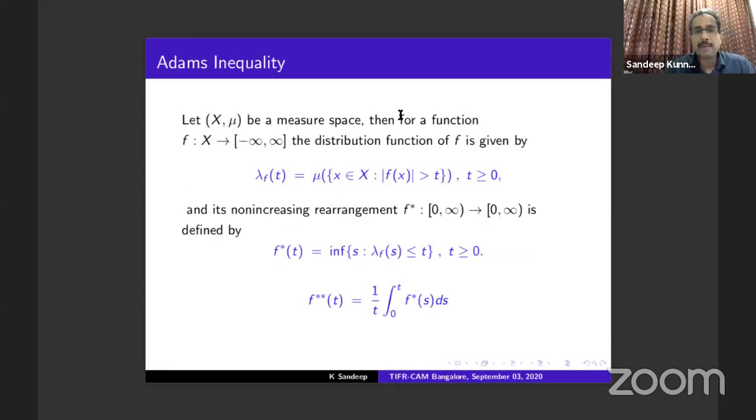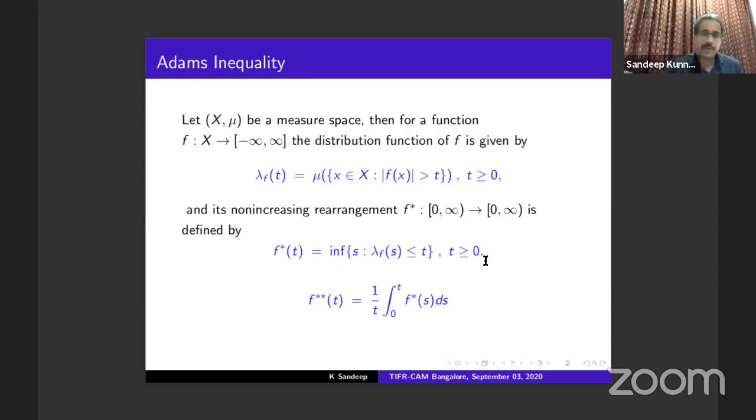You have a measure space and you have an f from X to minus infinity to plus infinity. Then you have the distribution function, lambda f, which is given by lambda f of t is equal to the measure of the set of all x such that mod f is greater than t. And its non-increasing rearrangement, f star, I will define as follows. f star of t is equal to the infimum of s such that lambda f of s is less than or equal to t. This you can define for all t positive.